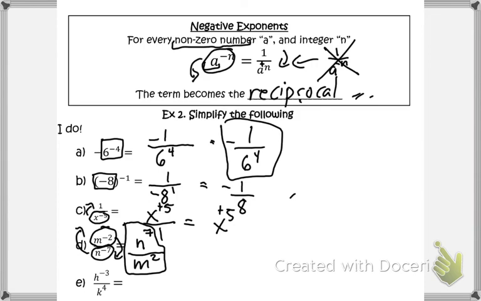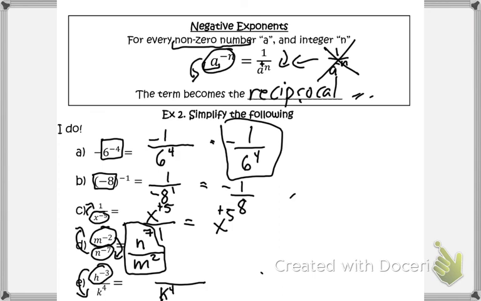All right, and then for e, I have h to the -3 over k to the 4th. I only see one negative exponent, right? I only flip it if there's a negative exponent. Don't have a habit of flipping everything. You want to see it and then simplify it. So only this has a negative exponent. That means only this goes down. So on the bottom, I have k to the 4th. It stays down there because it didn't need to flip because it didn't have a negative exponent.